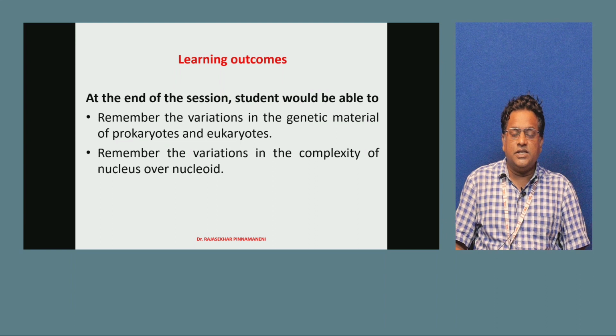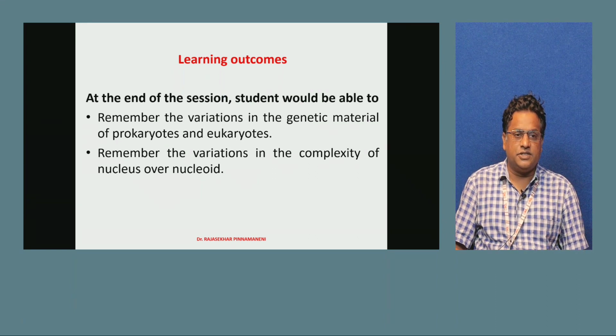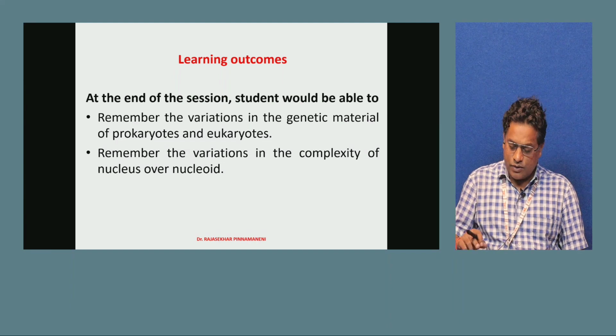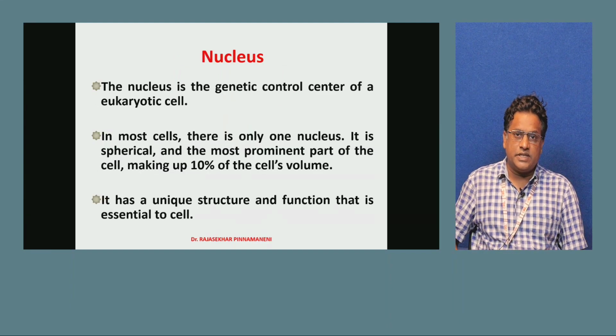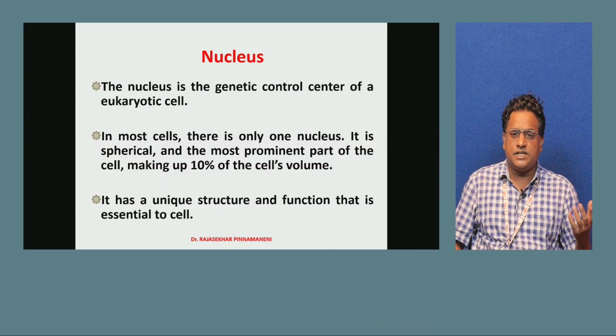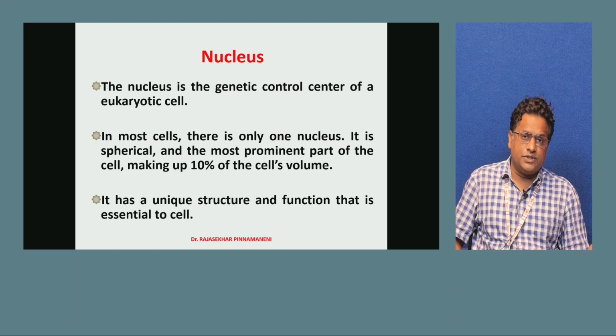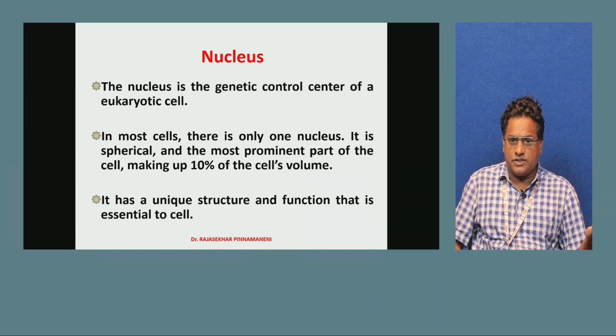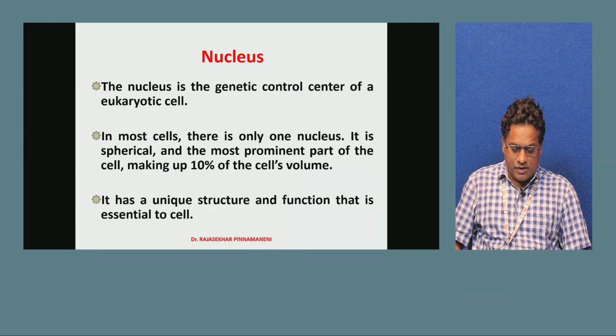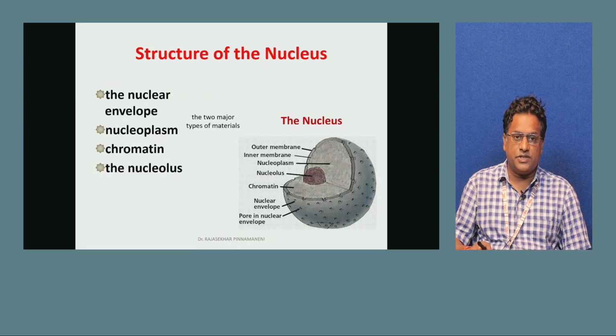The learning outcome is to remember the variations in the genetic material in prokaryotes and eukaryotes, and the complexity of the nucleus over the nucleoid. So what is the nucleus? Just understand a very basic thing: the nucleus is the genetic control center of a eukaryotic cell. In most cells there is generally only one nucleus, though you can have two or more in certain clinical conditions, and it has a unique structure and function that is essential to the cell.